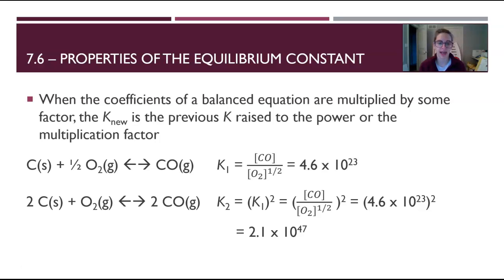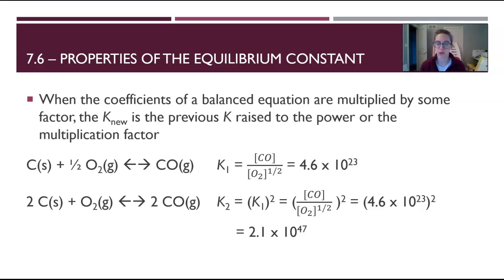So in our example reaction, we have carbon reacting with half mole of oxygen to produce carbon monoxide. Our original K, it would be CO divided by O2 raised to the 1/2 power, which is 4.6 times 10 to the negative 23rd. If we multiply all of our coefficients by 2, so our factor is 2, our new K would be our original K raised to the 2nd power, or squared.